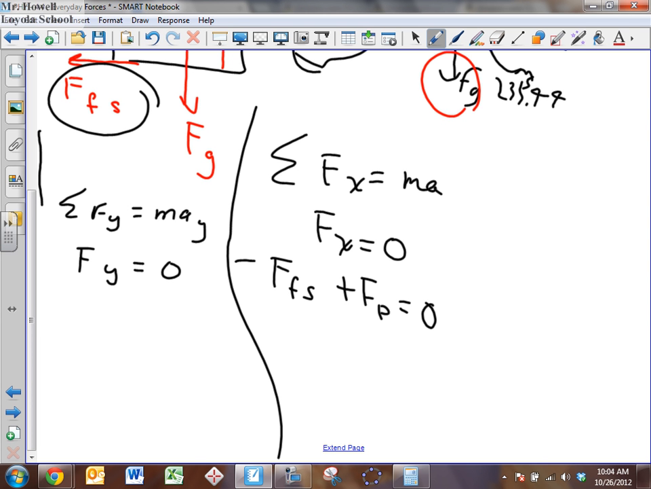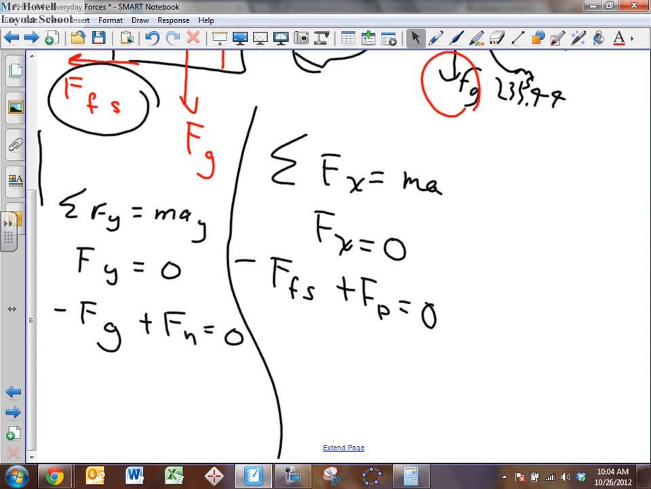Now, in the y direction, I've got gravity acting down. So we'll put negative FG. And then what's acting up again, everybody? The normal force, positive Fn. So there's my two equations right now. I've got two equations. What do I want? What was the goal of this problem to find? What are we trying to find?